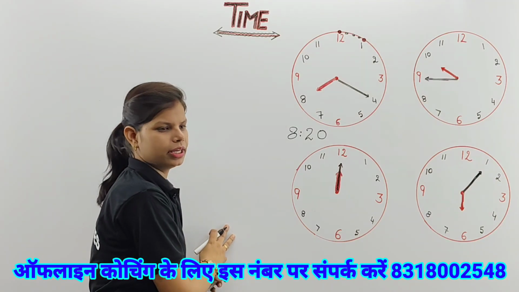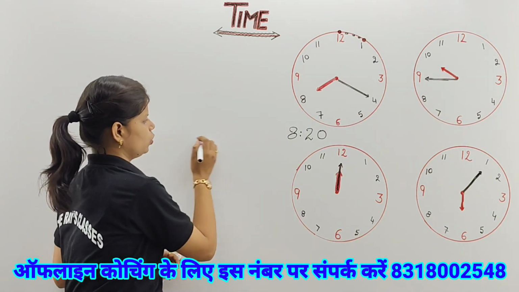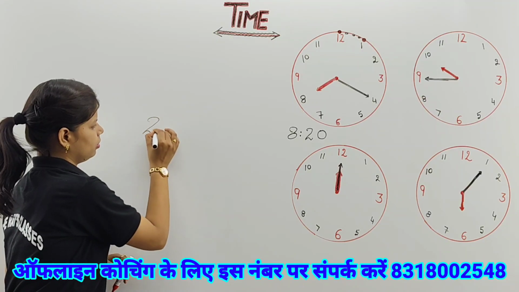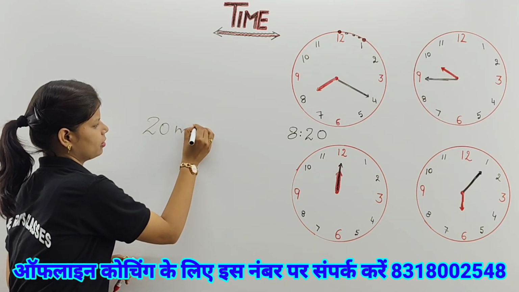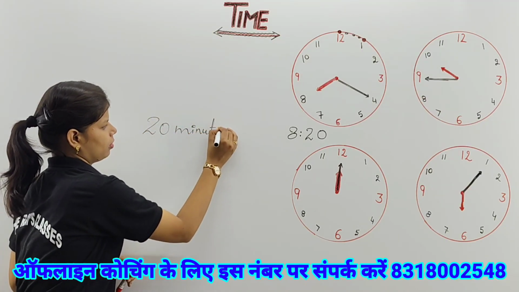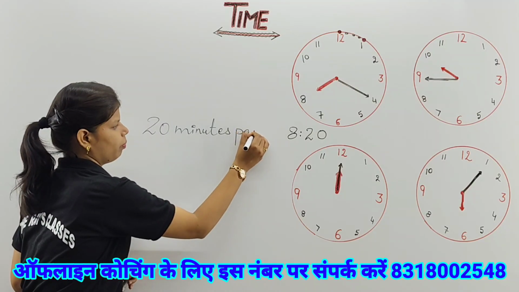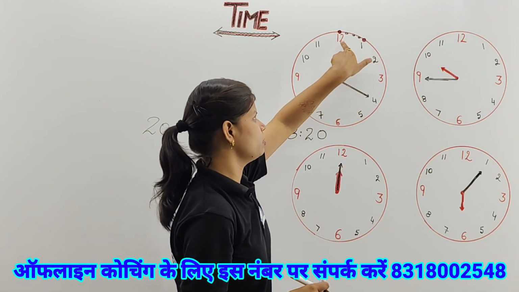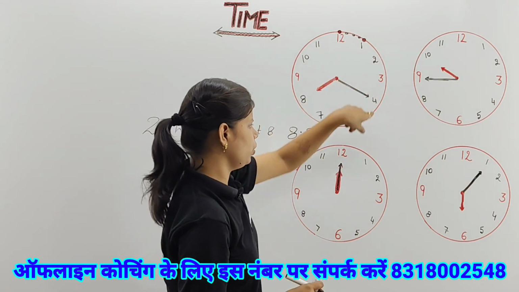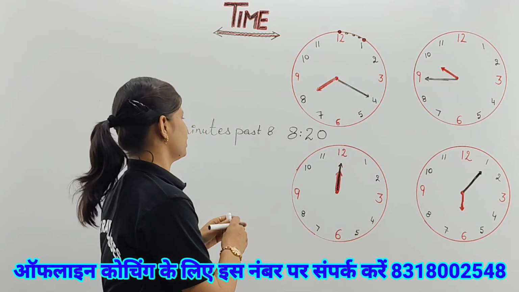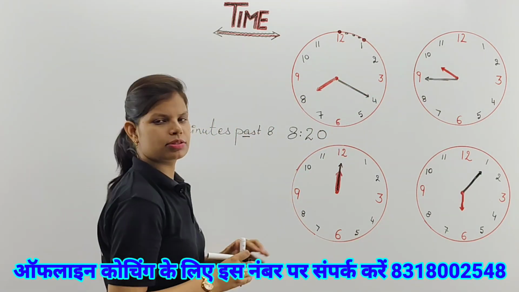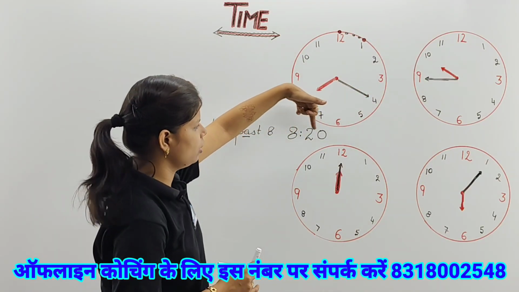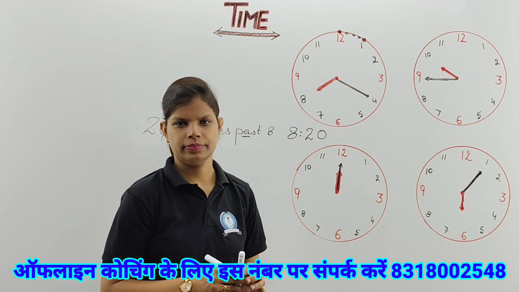Apart from this, it can be written in words as what? 20 minutes past 8. Past means what? I said already, when your minute hand lies between 12 to 6, we are going to write it as past. How much time has already passed? 20 minutes have passed with 8. Now still 40 minutes are left.